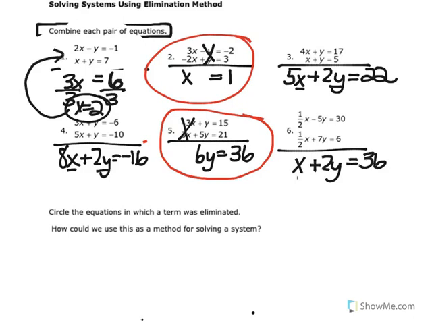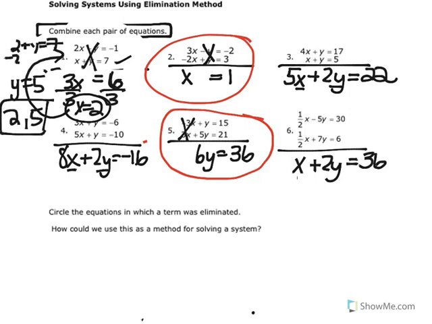So I could plug it back into, let's use the second equation. I could say 2 plus y equals 7, and we subtract 2 from both sides, and we get y equals 5. So there we go. We've solved this system, 2, 5. And we did it by eliminating the y's.